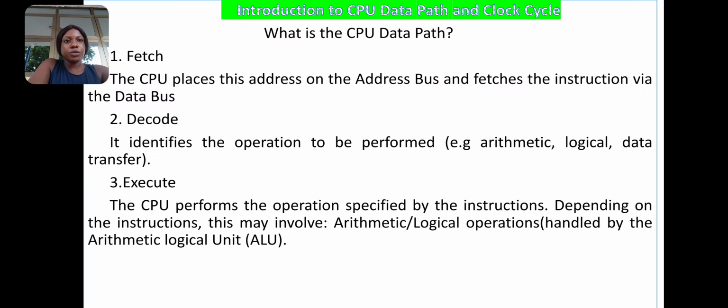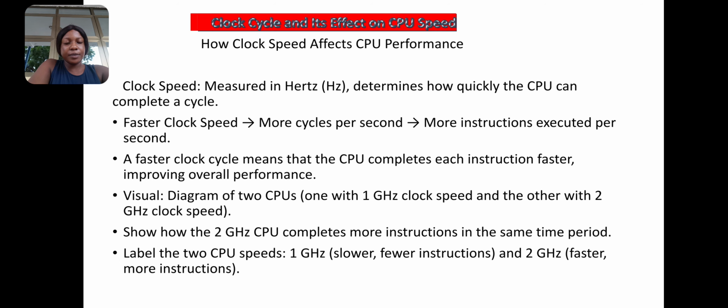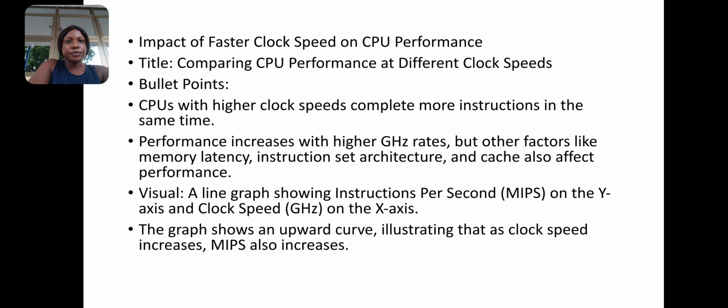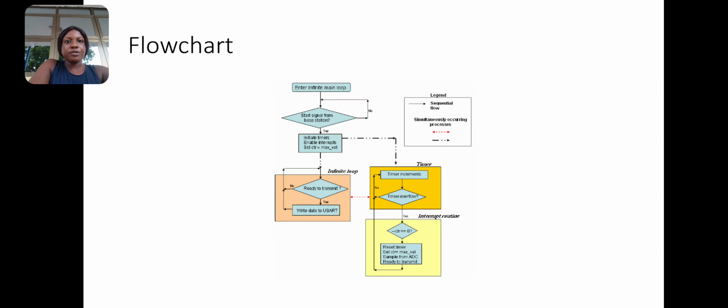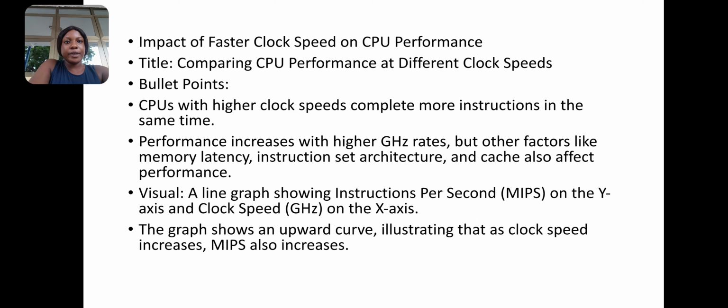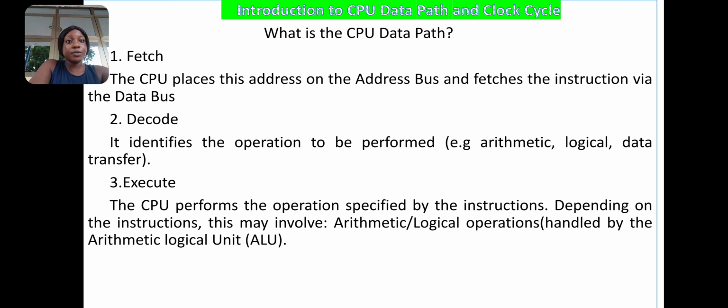So, in this presentation, we'll get to know what the CPU data path is. Aside from that, we'll consider the stages of a basic CPU. We'll also get to know how clock speed affects CPU performance. Also, we have diagrams to show everything about this presentation, and we also have a flowchart diagram. So to begin with, we'll talk about what the CPU data path is.